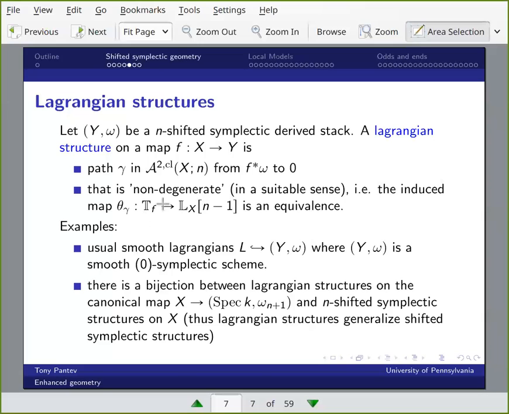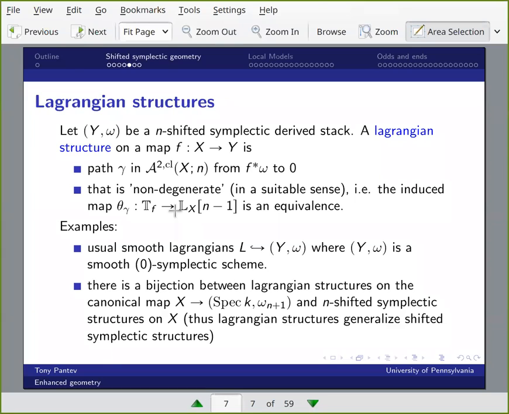For a Lagrangian, it means that when you contract with this coboundary, the relative tangent complex for the map, so that's like the normal bundle for the map, you get to the cotangent complex of the source shifted by n-1, and you need this to be a quasi-isomorphism. So that's the usual way in which we are saying an isotropic structure. A Lagrangian submanifold is an isotropic submanifold for which the contraction with the symplectic form gives you an isomorphism between the normal bundle and the cotangent bundle. So this is what it looks like in this shifted context.